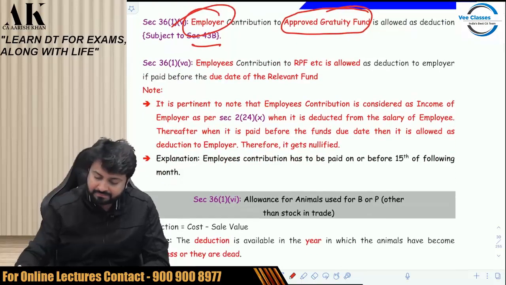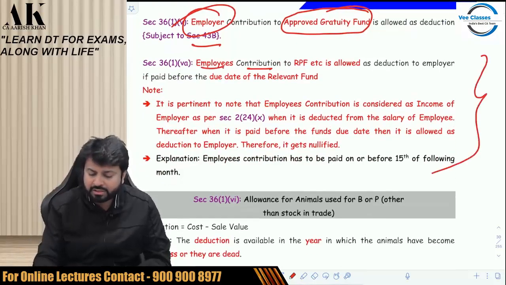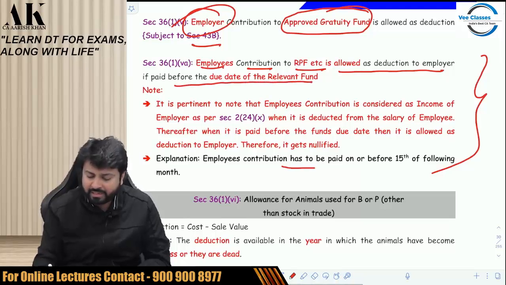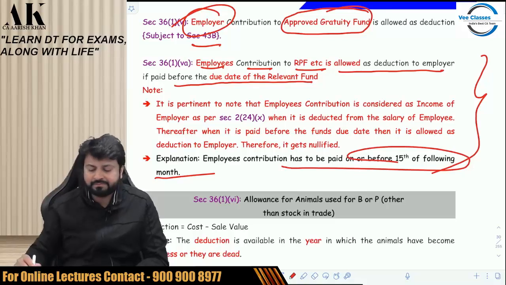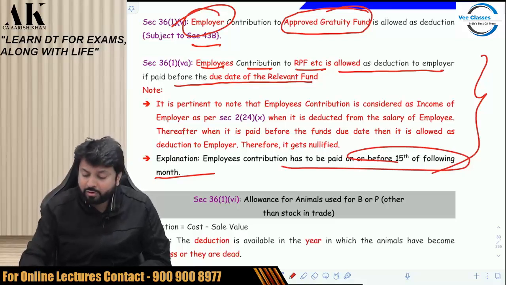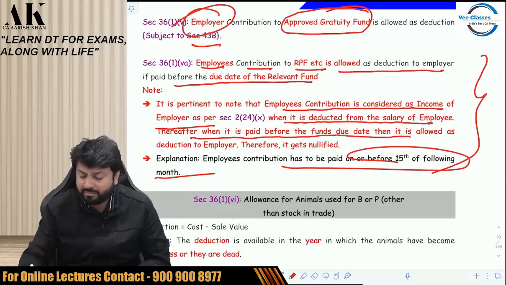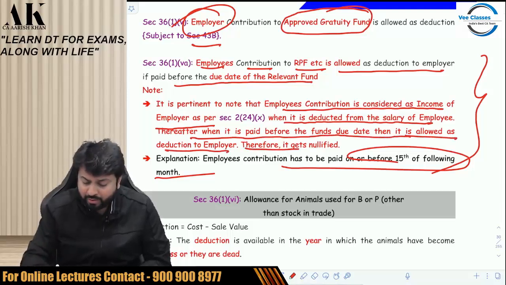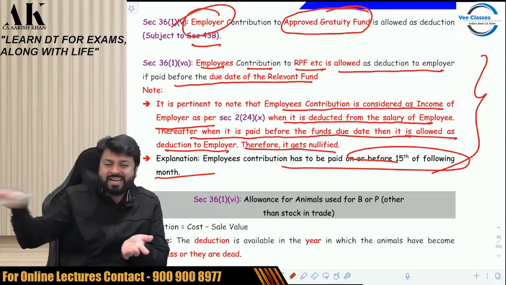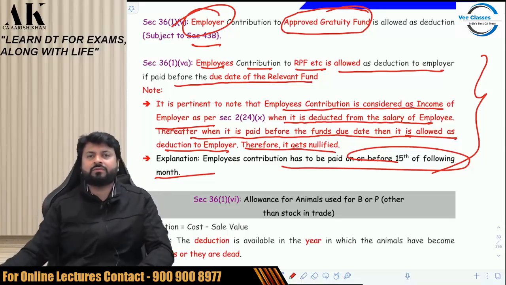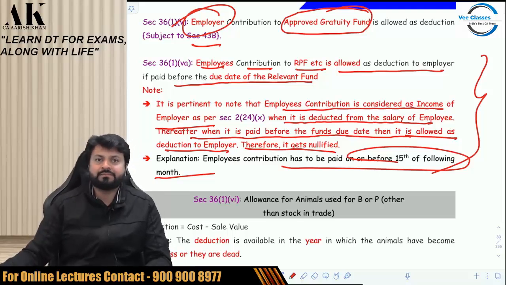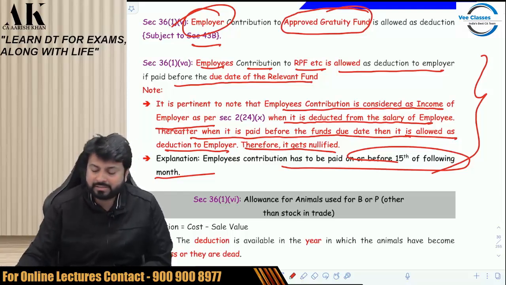Read it, please. Employee's contribution to RPF is allowed as deduction if paid before the due date of the relevant fund, and the due date is 15th of the following month. It is pertinent to note that employee's contribution is considered as income first when it is deducted from the salary of the employee. Thereafter, when it is paid before the fund's due date, that is 15th of the following month, then it is allowed as deduction to employer. Therefore, it gets nullified. I hope it is clear to all of you. Is it clear?